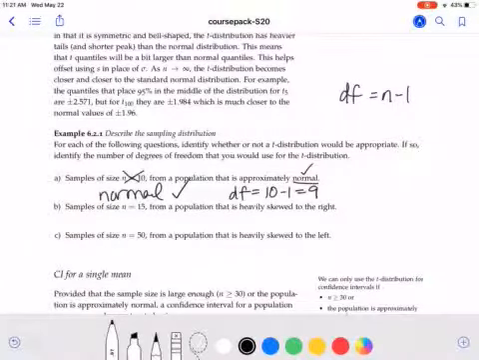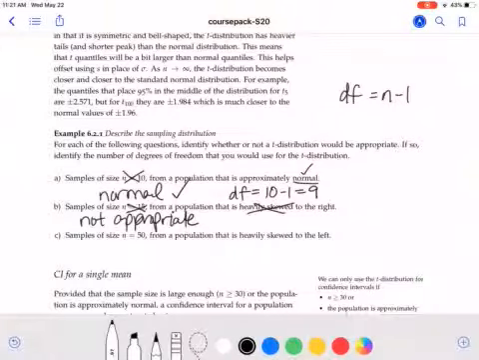In part B, sample size 15 is not big enough and my population is skewed. That also does not check out. So here the t-distribution is not appropriate because neither of those are holding as far as the two things that we had to have one of them working.